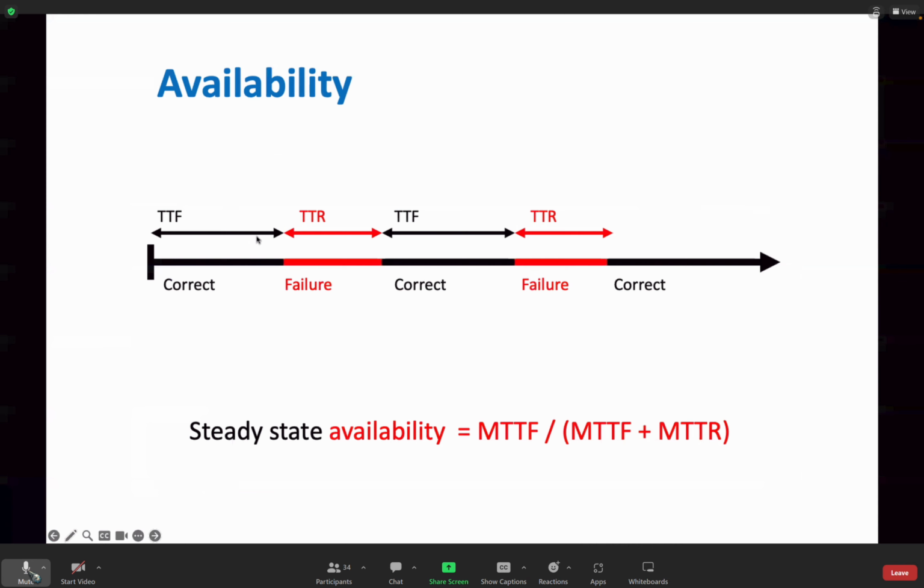So here's the failure events. This is a failure event, and it was up for a while, and then it fails. It takes some time to repair. This is a downtime, and then it was up and failure. So overall time, how much it was up, that was about availability. Okay. Any further question?